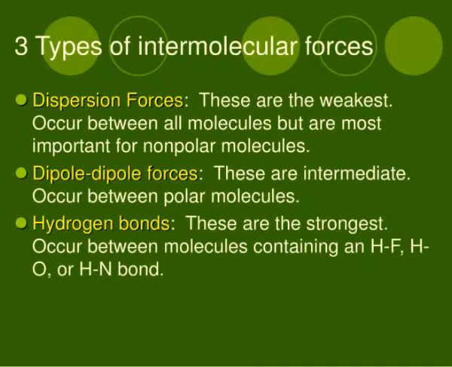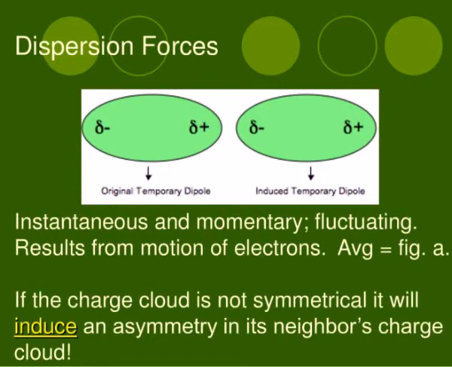So, 3 types. Don't write anything down for these yet. We're just introducing the 3 types. We're going to get into them in more detail in just a minute. Dispersion forces, sometimes called London dispersion forces, you will see. Dipole forces. And then hydrogen bonds. These are the 3 that you need to be aware of, and you will be asked questions about them on your Regents exam. Dispersion are the weakest. Dipole are in the middle, and the strongest are going to be hydrogen bonds. Hold tight, don't write anything down just yet. We'll look at them individually.